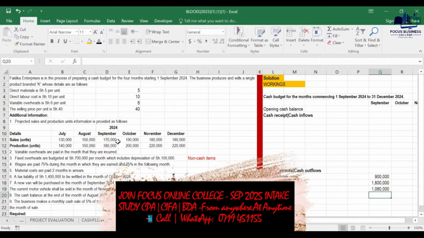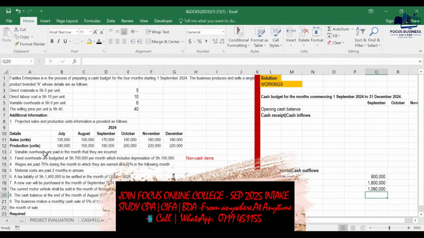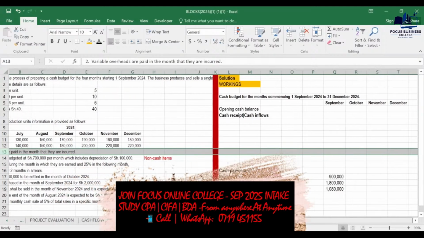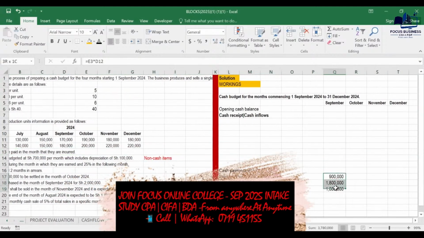It is also important for you to see what you are told in note number 2. The variable overheads are paid in the month they are incurred. So the direct material cost for September, and also the direct labor cost and variable overheads for September, they were paid in that month. Then what I will do, instead of basically repeating all this, I'll be able to apply my formula.